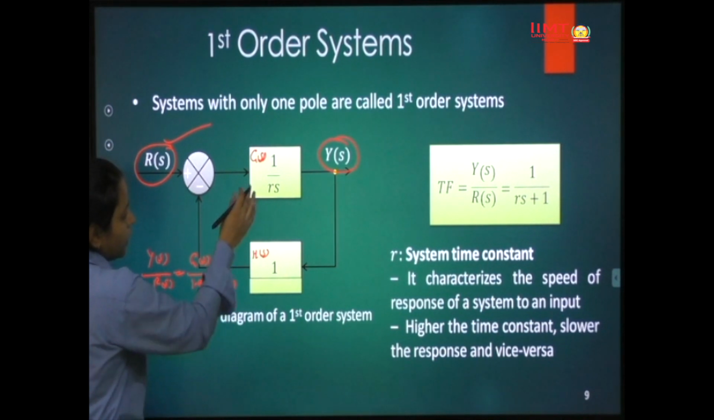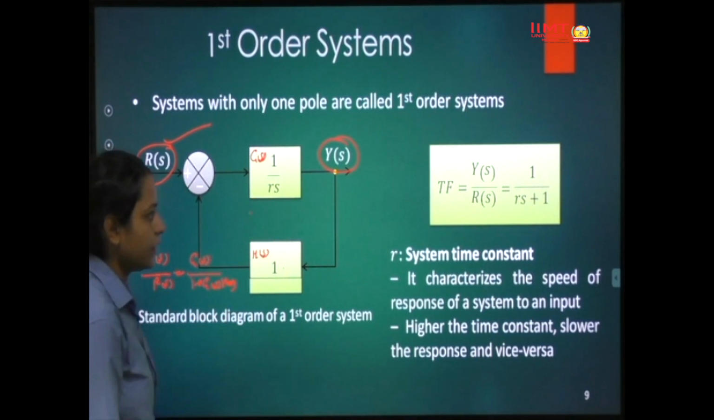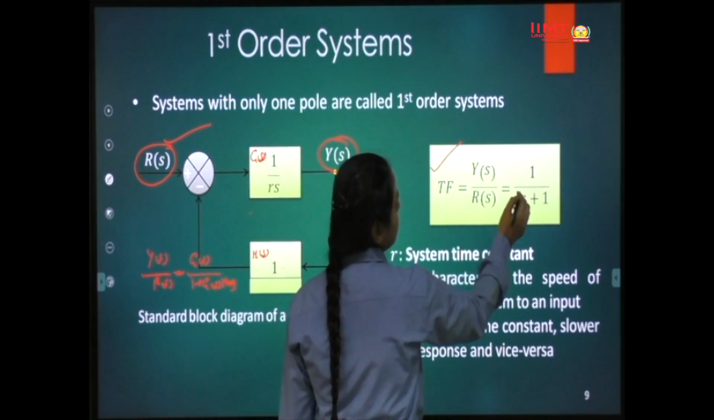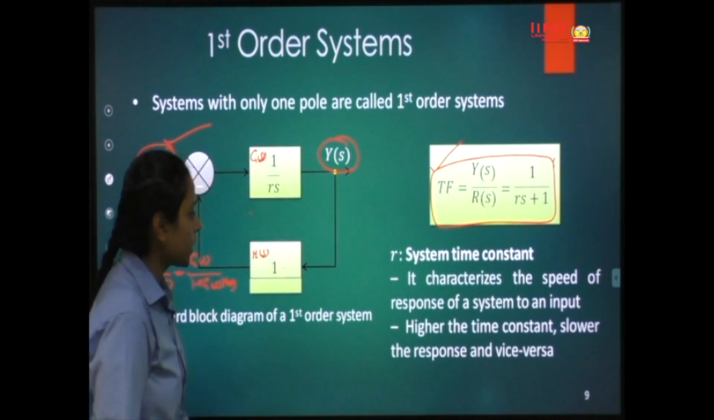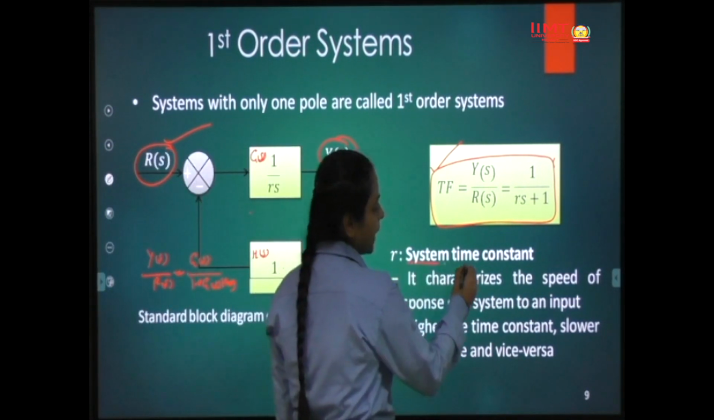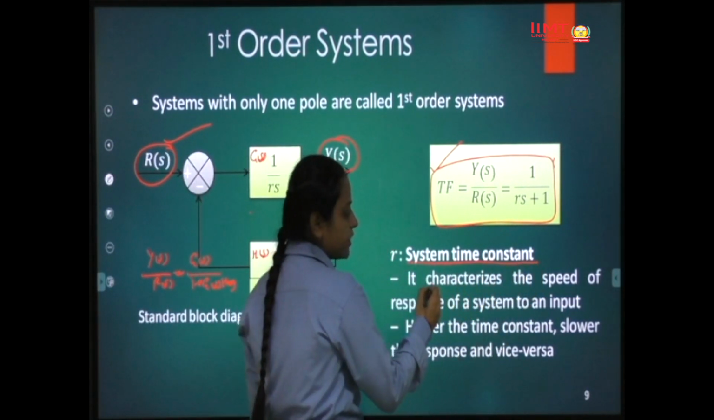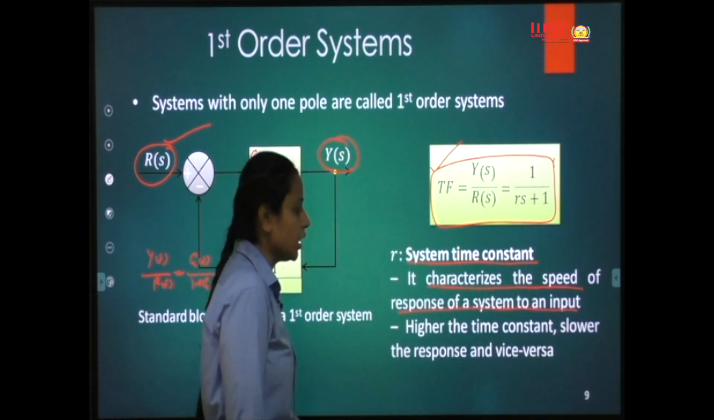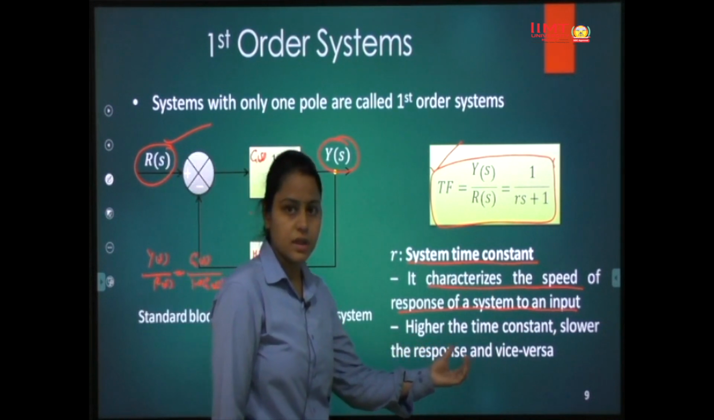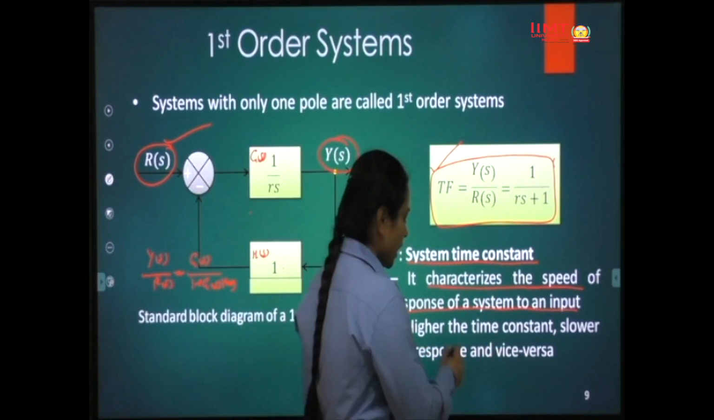So if we put these values in this equation, we get the transfer function Y(s) upon R(s) equal to 1 upon (Ts plus 1). Here T is called the time constant, which characterizes the speed of response of a system to any input. The higher the time constant, the slower the response, and vice versa.